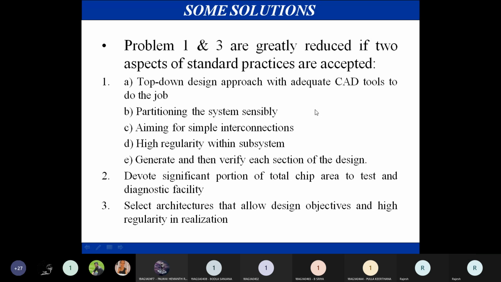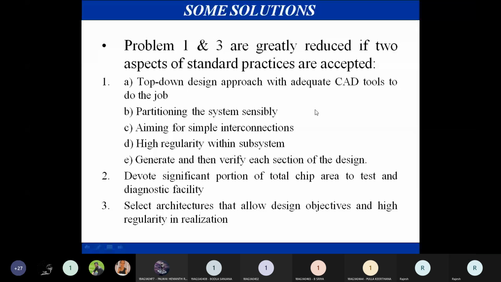And you also see that you devote a significant portion of the chip for testability, because present ICs have an automatic test pattern generator within the ICs. Once you enable them, the automatic test patterns are generated and the entire IC is tested. So such design logic must be embedded in your IC, and the architectures that allow design objectives and high regularity in realizations. So you have to also select the architectures.